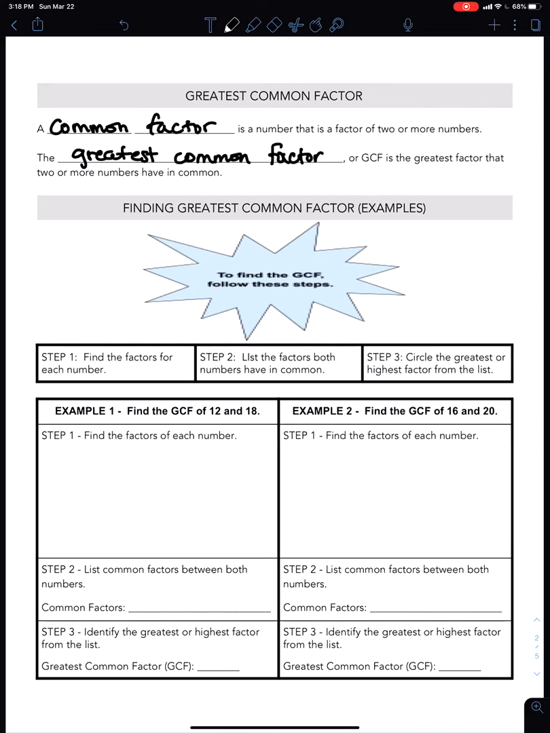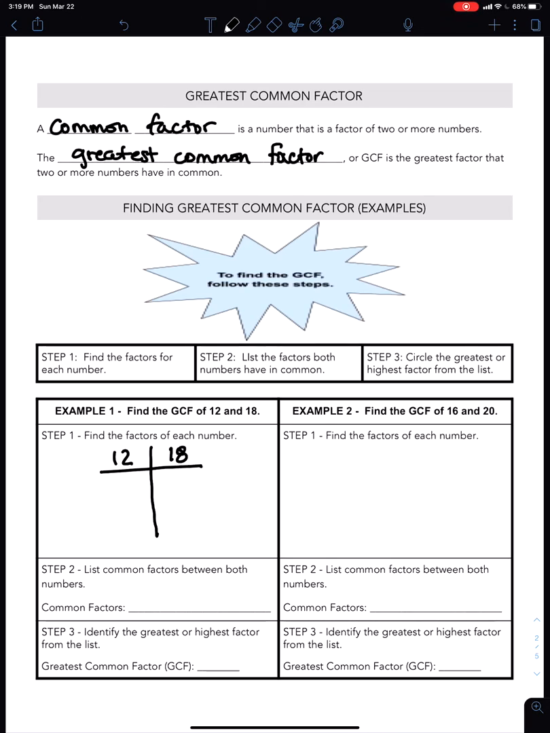The first step, and like I said, you should be writing this onto your paper, says find the factors of each number. So we're going to make a T-chart. This chart right here is called the T-chart. We're going to write the numbers at the top, 12 and 18.